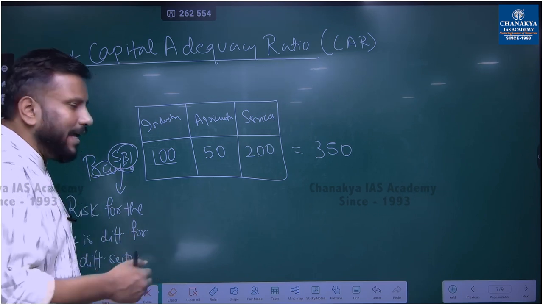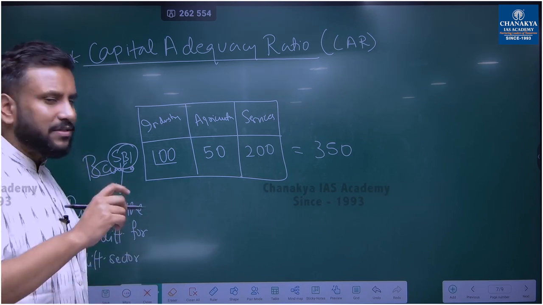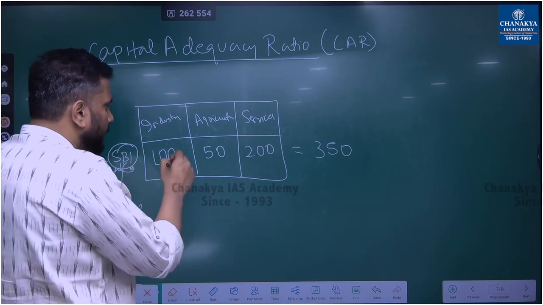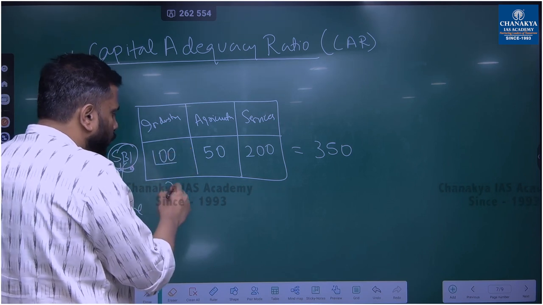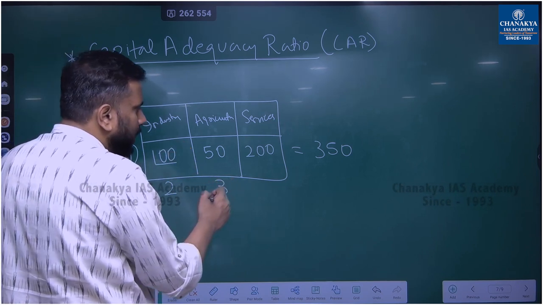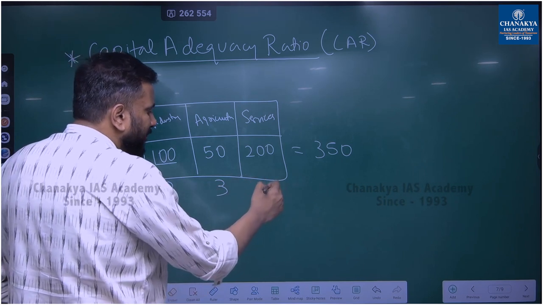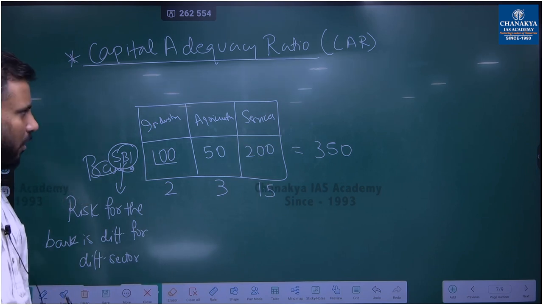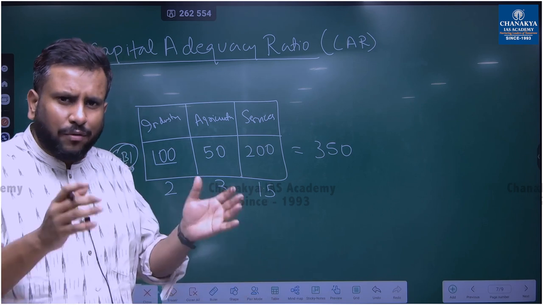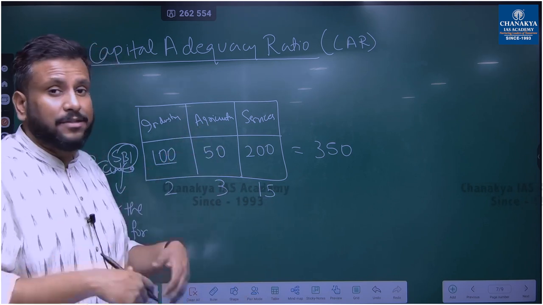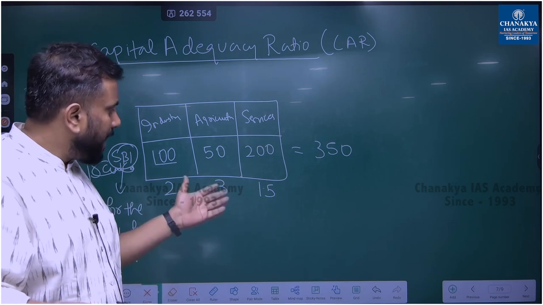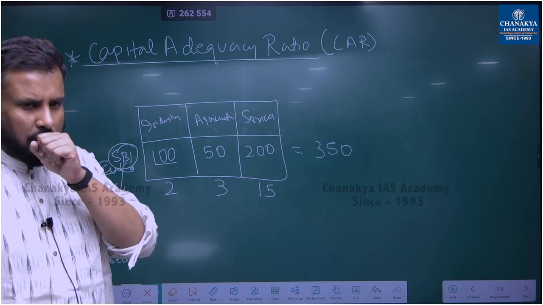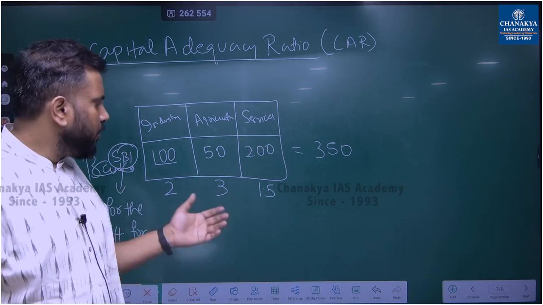Right, so in that case RBI gives a risk factor to every sector. For example, the RBI will give a risk factor of 2 to industry, 3 to agriculture, and 1.5 for services sector. Okay, because services sector has the least probability of default, so uska jo risk factor hai wo sabse kam hoga. Agriculture sector sabse complicated hai, zaruri nahi hai loan milega. So in that case, the risk factor will be the highest. And in the industrial sector, the risk factor will be the average of the two, so it will be around 2.